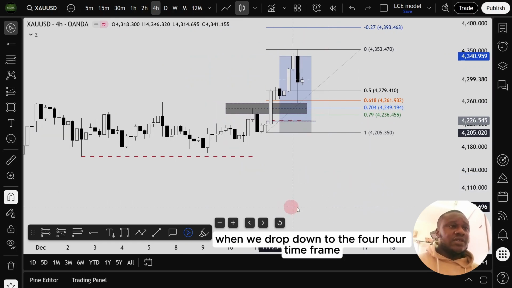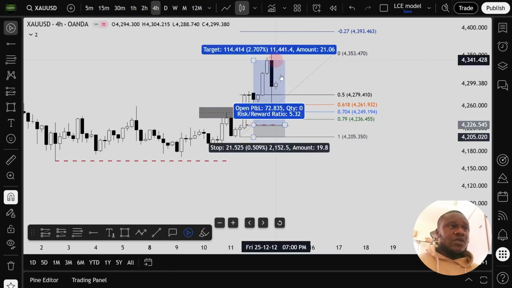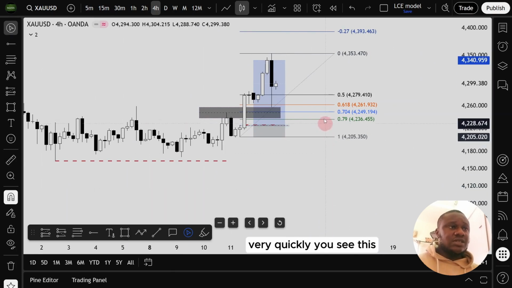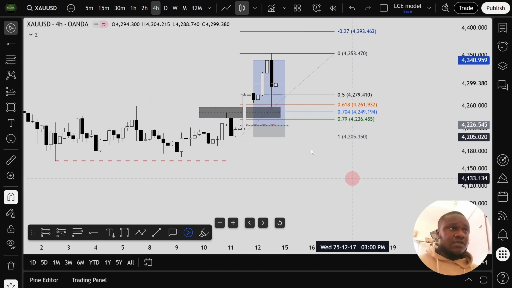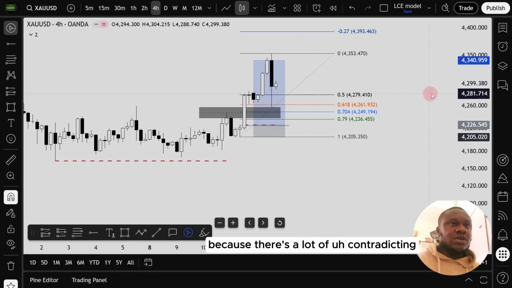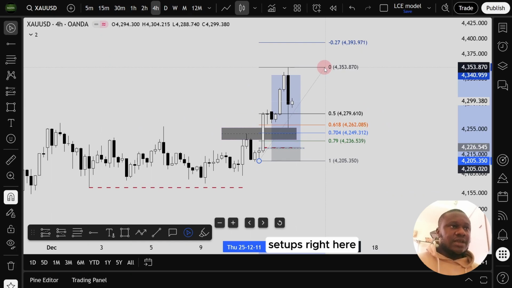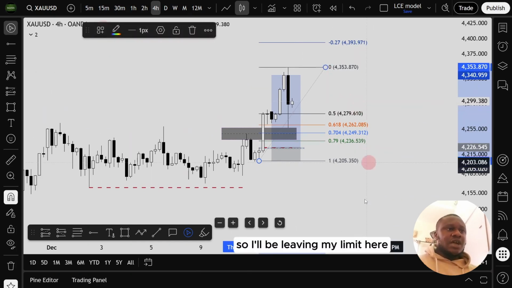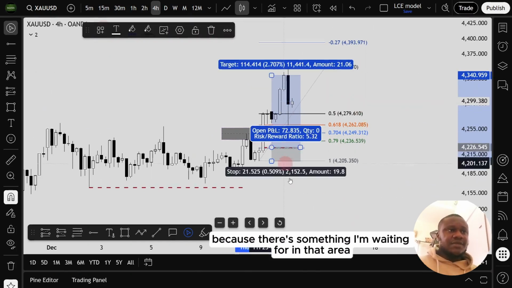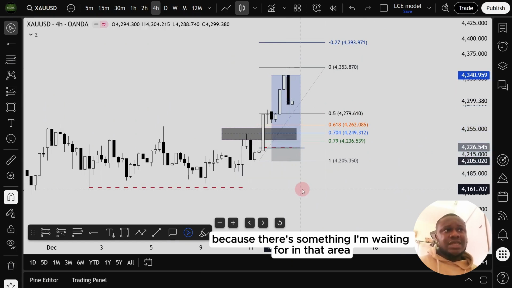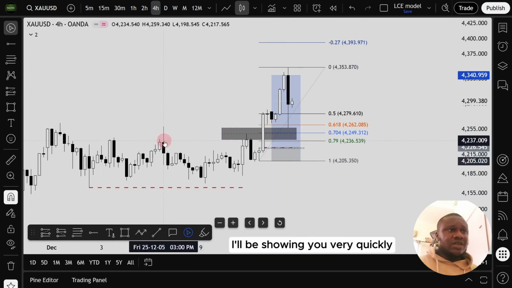When we drop down to the 4-hour time frame, very quickly we see this. This has already happened. So this is one of the reasons why I said I will not be taking gold, because there's a lot of contradicting setups right here. So I believe in my limit here because there's something I'm waiting for in that area. I'll be showing it very quickly.